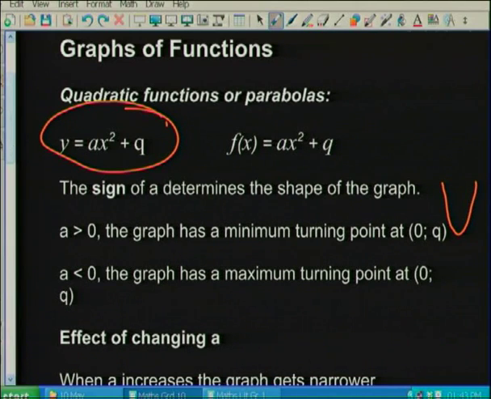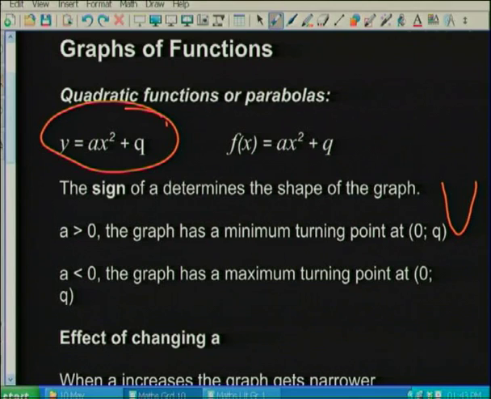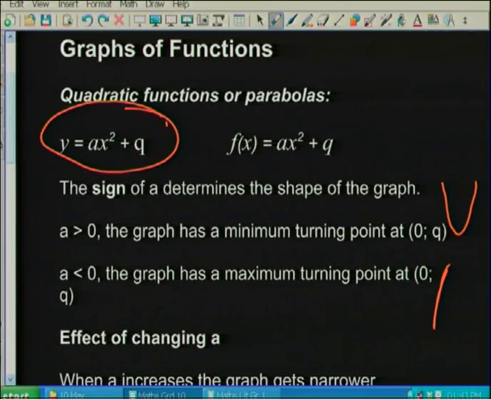In other words, it goes down to a minimum. It's a smiley face, and the turning point will be at x is 0 and y is q. If a is less than 0, in other words, if the coefficient of x squared is negative, our graph will have a maximum turning point, so that would be like a sad face. Right, so it's important to know how the value of a affects the shape of our graph.